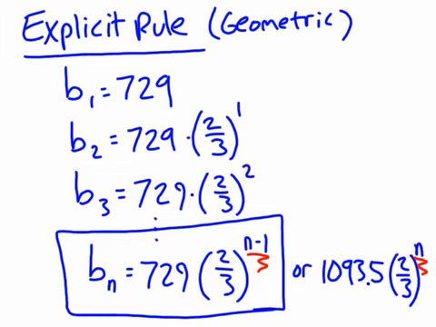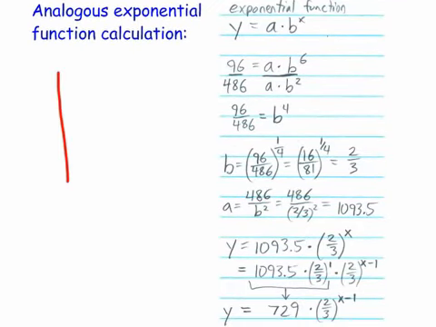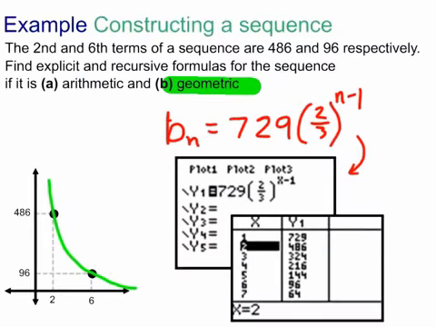This should remind you a lot of our studies of exponential functions. Think of when you were given two pairs of point coordinates and asked to find the exponential function that passes through them. That task yielded an exponential function that looked something like this. Looks a lot like the explicit geometric sequence rule we just figured out now. And likewise, that allows us to check our work in the calculator. We see that the second term is 486 and the sixth term is 96. Our initial conditions have been met.